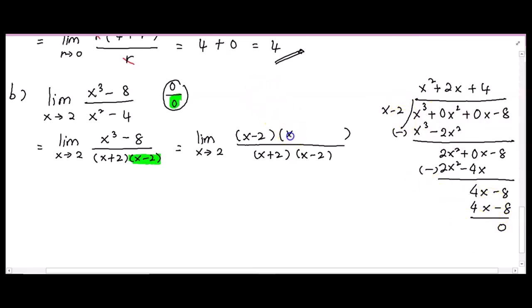This means our quadratic factor will be x squared plus 2x plus 4. When you have this form, it is easy to see that x minus 2 and x minus 2 can be cancelled off. When you cancel off the x minus 2, your function becomes x squared plus 2x plus 4 divided by x plus 2.